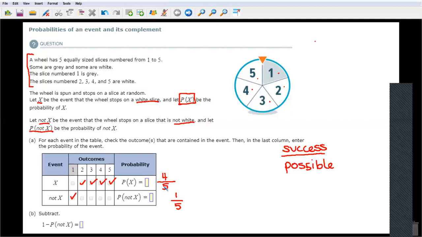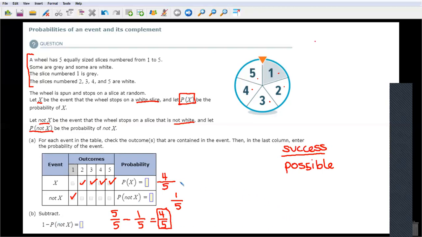Now on the bottom, it says we want to subtract 1 minus the probability of not X. If we rewrote 1 as a fraction, it could be rewritten as 5/5. And if we subtracted the probability that not X happens, we would be subtracting 1/5. In this case, what we should be getting is the 4/5 that we had in the original one. So this would be your answer for that last question.